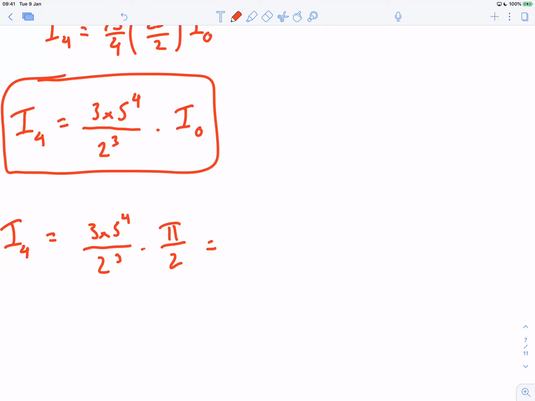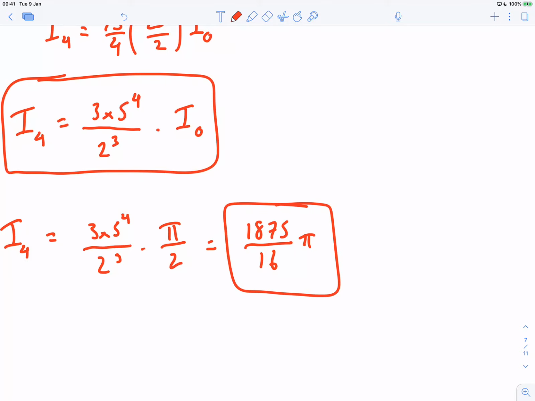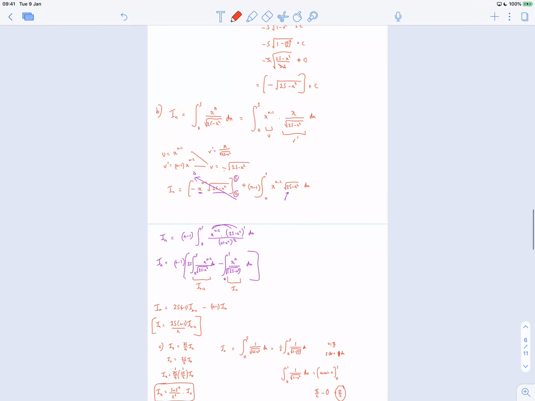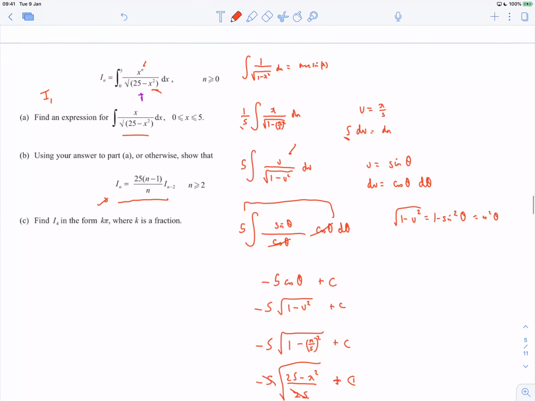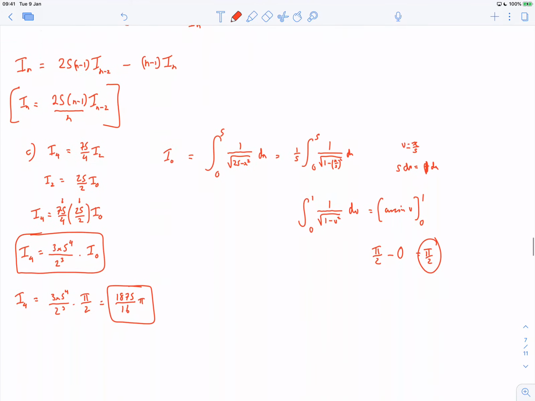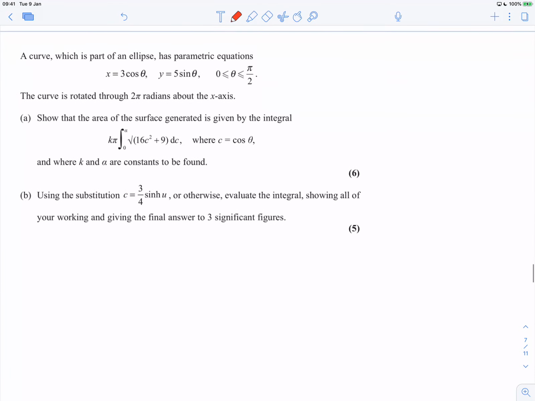Well, I am definitely using a calculator for that one. So what fraction of pi is that? It's not going to cancel down because they're all prime. So 3 times 5 to the 4 over 2 to the 4, we're looking at 1,875 over 16 lots of pi. Coolsies. So that's what that was. We didn't actually have to work out what x to the power 4 over that thing was, which would have been absolutely horrendous. Where k is a fraction, there it is, 1,875 over 16.